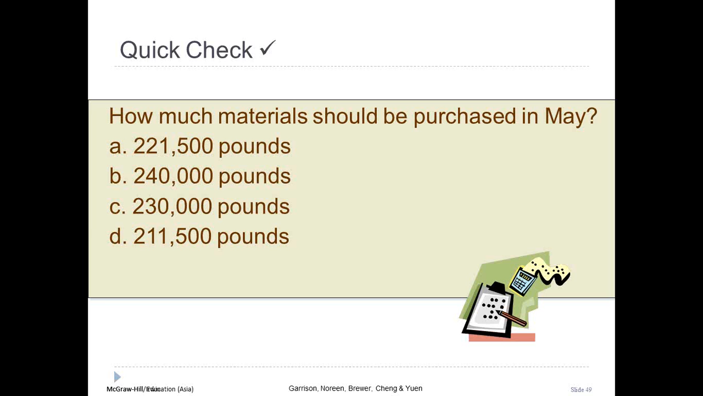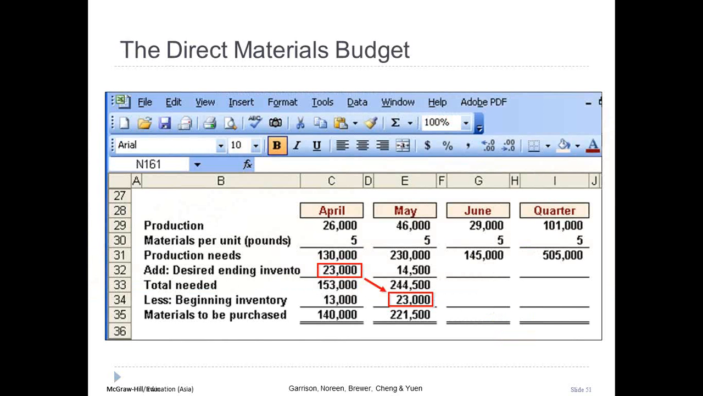So, how much materials should be purchased in May? 221,500 pounds. And that's how we get it. The fourth step is to calculate the materials to be purchased in May.